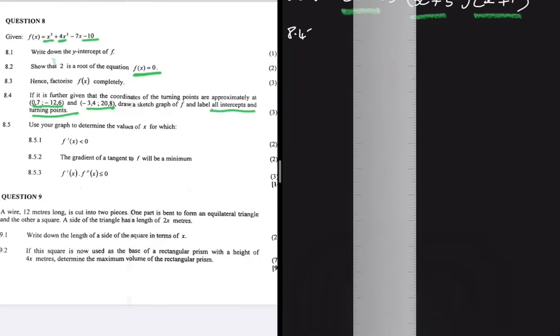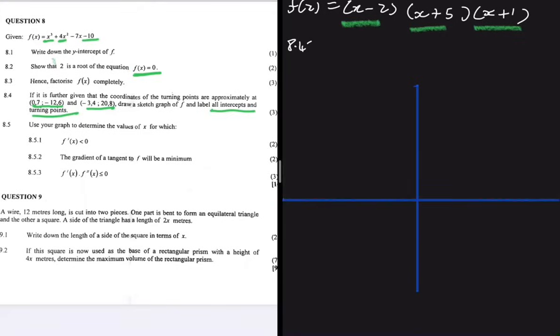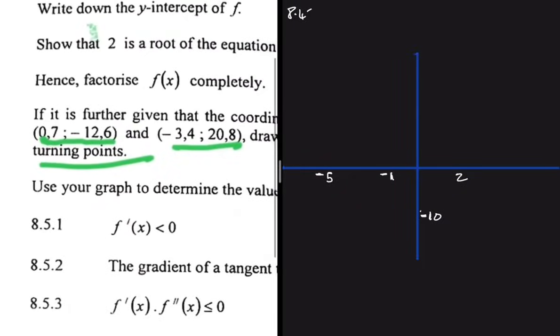Let me draw the set of axes. So we can have our x here, and we can have our y here. Let's see what we get. Let's start with the y-intercept. We know that it is at minus 10, so we are interested in this point. Let me just take it a bit down. So we have minus 10 here, and then let's go to the x-intercepts. We have one at minus 5, another at minus 1, and another at 2. So those are our intercepts. Now we need the turning points. We have this first one here, which says 0.7 and minus 12.6. So let's have minus 12.6 here, and then 0.7. We can put it somewhere here. That makes sense.